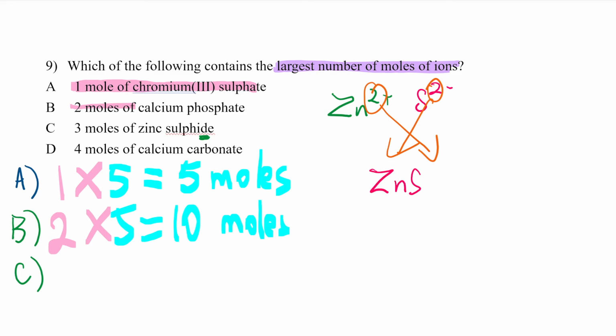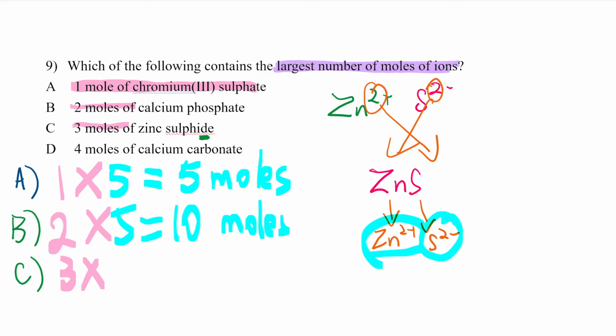So what does this mean? I just have 1 zinc ion. I have 1 sulfide ion. So in other words, it's just simply 3 times 2 here. 3 times 2, because I have 1, 2. So just 2 ions. So 6 moles.